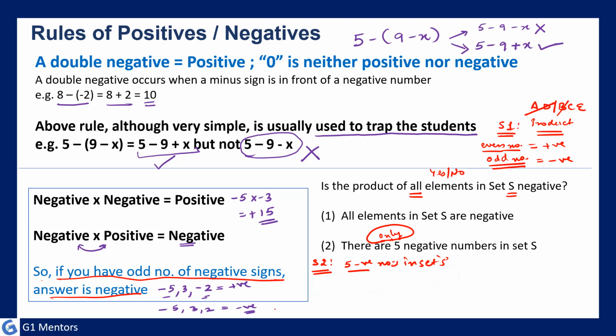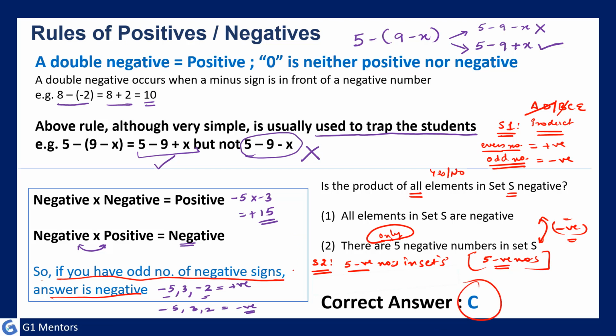Now let's combine statement 1 and statement 2. It says that there are 5 negative numbers and all numbers are negative numbers, so there is no other number. So by combining these two statements together, we get that the product of set S has to be negative. So the answer choice to this question is C. You need to be very careful around this. Statement 2 says there are 5 negative numbers. It is not saying that there are only 5 negative numbers.